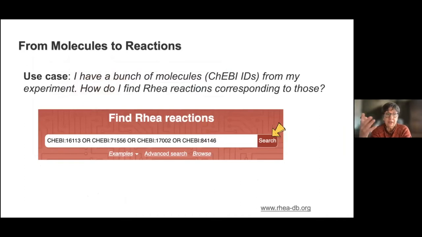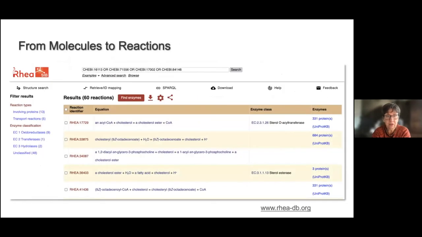Okay, so let's say that we have a bunch of molecules from one experiment. How do I find the reactions corresponding to these molecules? You just have to enter your list of ChEBI identifiers with the OR Boolean and click on the search button, and you will get the result list: the list of reactions that involve one of these compounds.